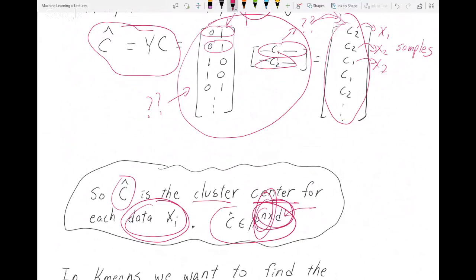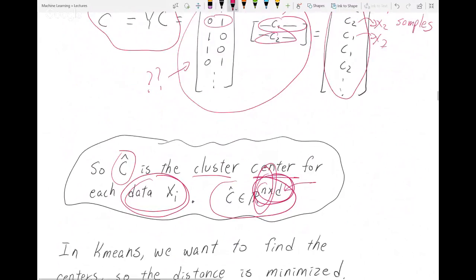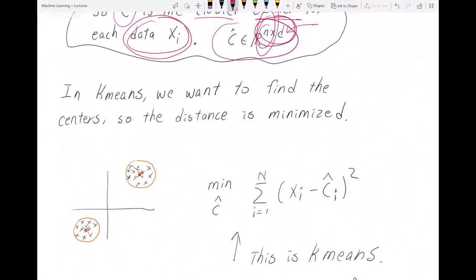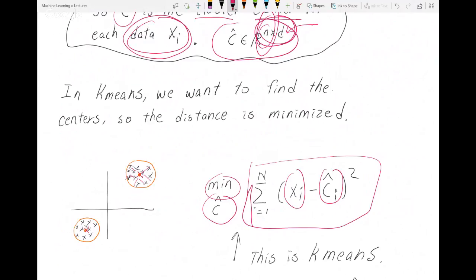So in k-means, what we want to do is find the centers so that the distance between each data point and its center is minimized. Again, I'm going to say this again: we want to find the centers that minimize this expression here. What this expression means is that for each x, we subtract its corresponding center, and we want that to be minimized. That's what we're doing in k-means.